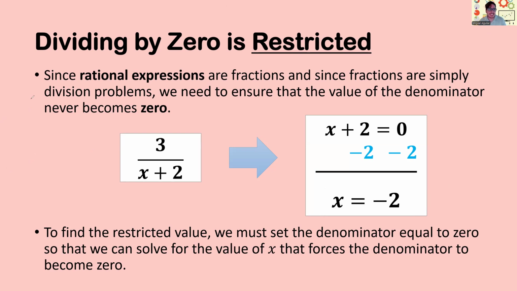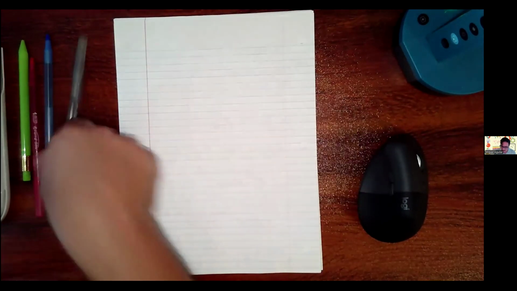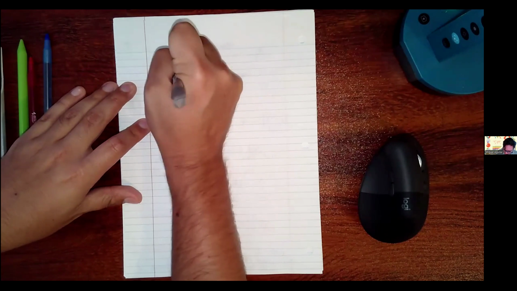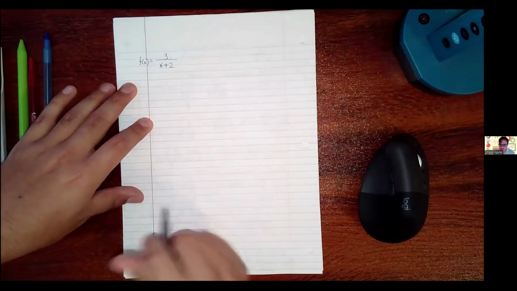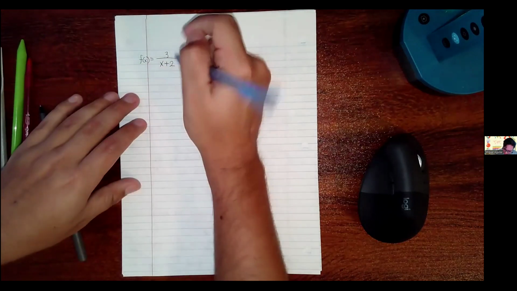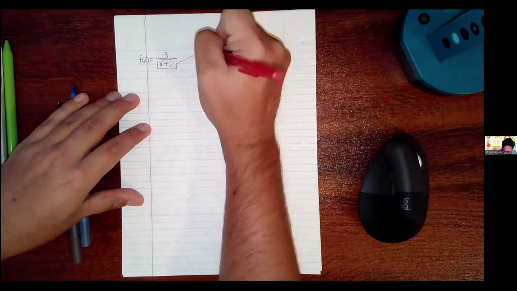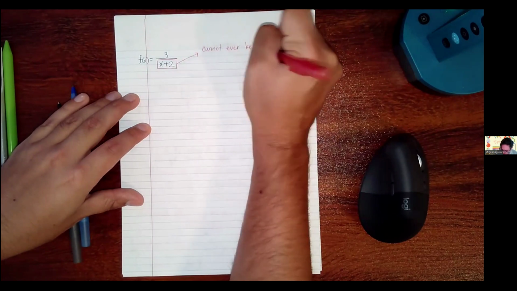So the next idea kind of stems from this idea of the restricted value. And so what I want to do is switch back over to paper, because I think that this will make a lot more sense. So we've been just tinkering with this rational expression, 3 over x plus 2, right? And if we wanted to, we could write this as a function, f of x is equal to this business, right? What we did was we said this denominator, whatever it is, that cannot ever be 0.